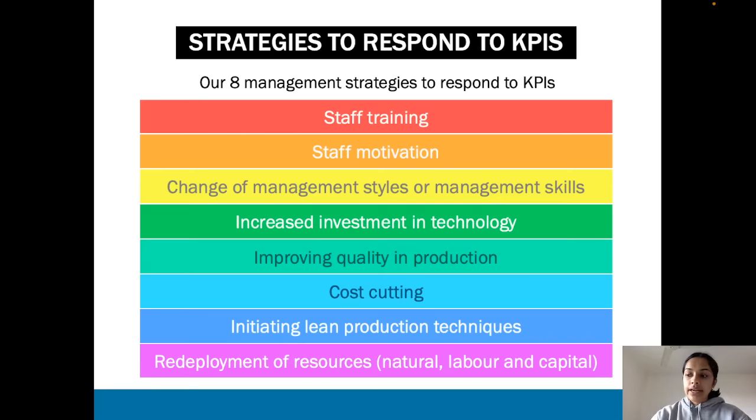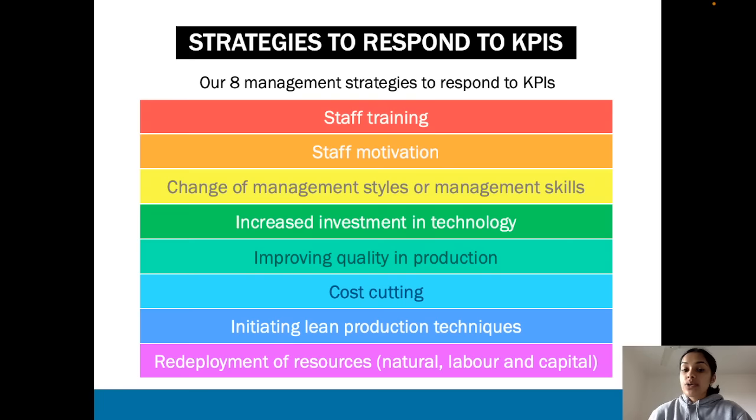Yeah, and then we have our change in management styles or management skills. So considering what management styles should be changed or should be used to achieve different KPIs. And the same thing goes for management skills, as well as increased investment in technology. So maybe investing in automated production lines or the different technology management strategies that we looked at in Unit 3. So you can use those as examples.